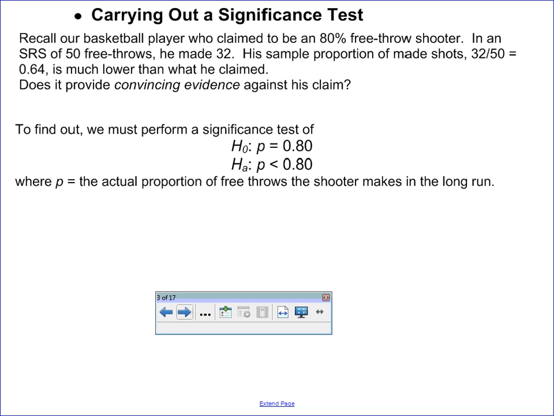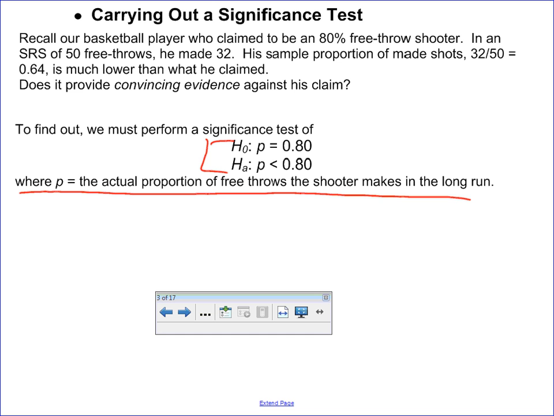Now, recall our basketball player who claimed to be an 80% free throw shooter. In an SRS of 50 throws, he made 32. His sample proportion of made shots, 32 out of 50, was 0.64, much lower than what he claimed. Does this provide convincing evidence against his claim? So the first thing we would do is state our null hypothesis, and we would define our parameter.